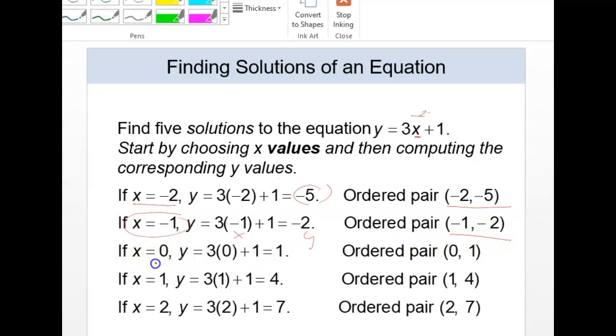I repeat this when x is 0. I get y is 1, so I get the pair 0, 1. Now I can graph the line.